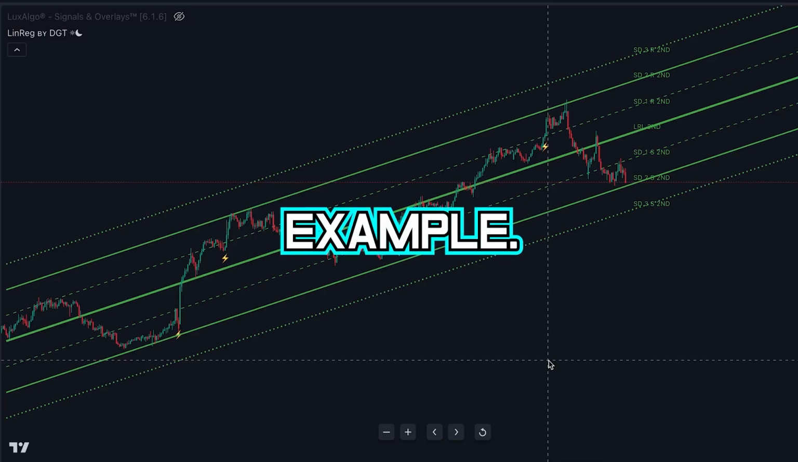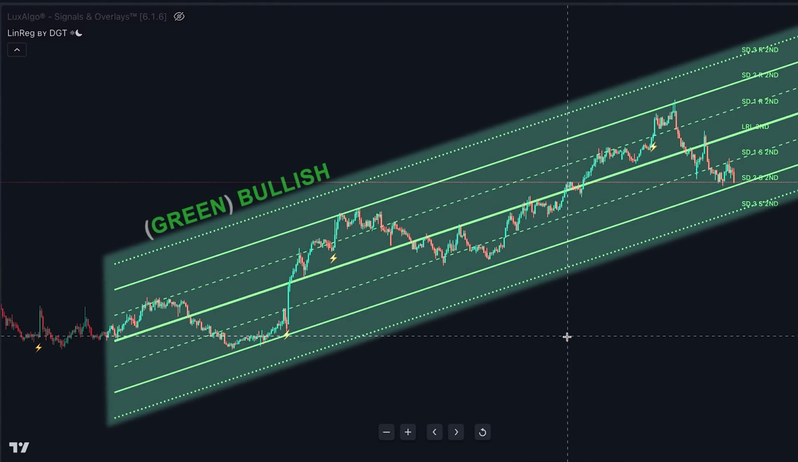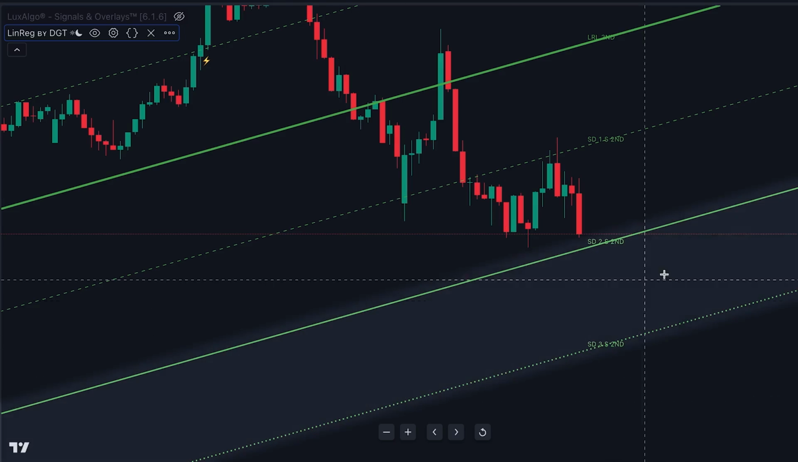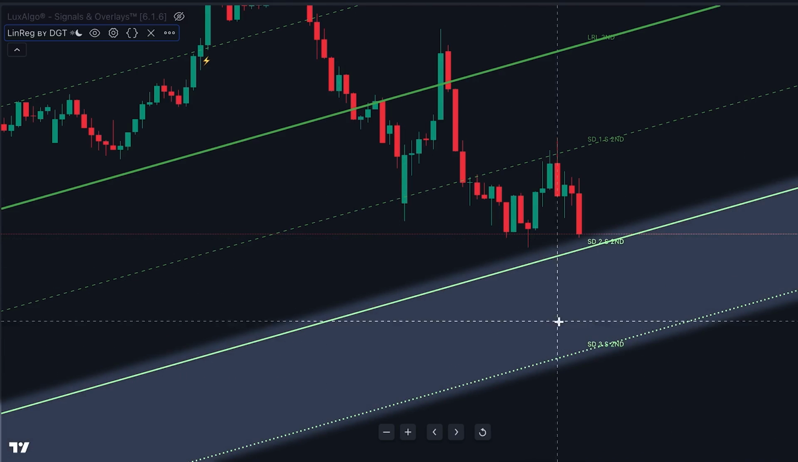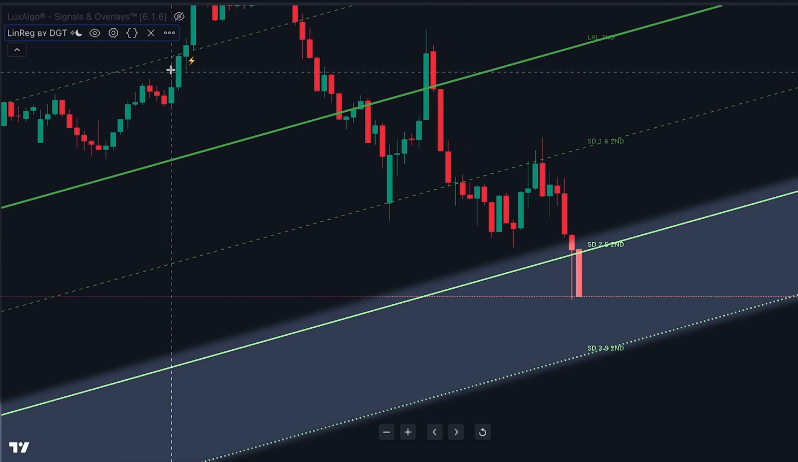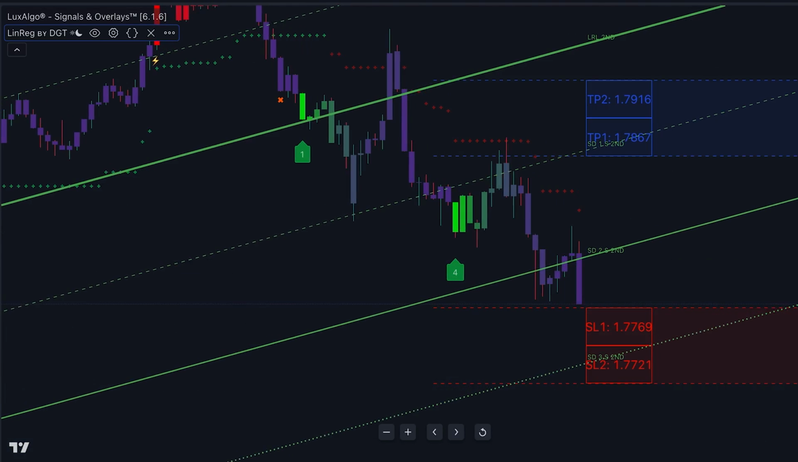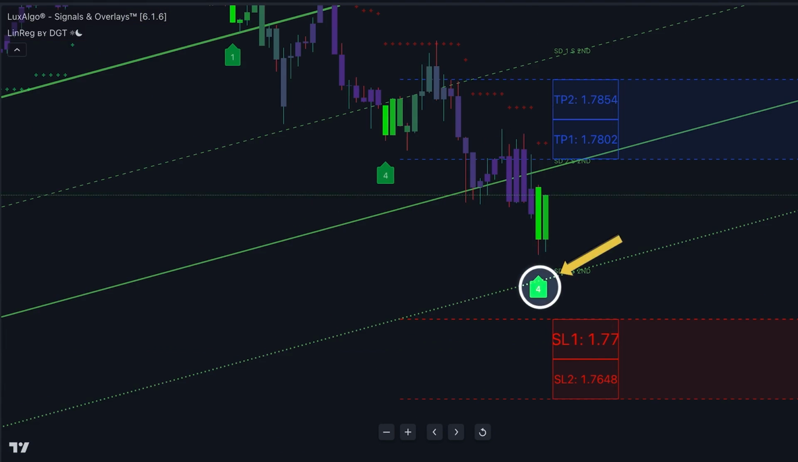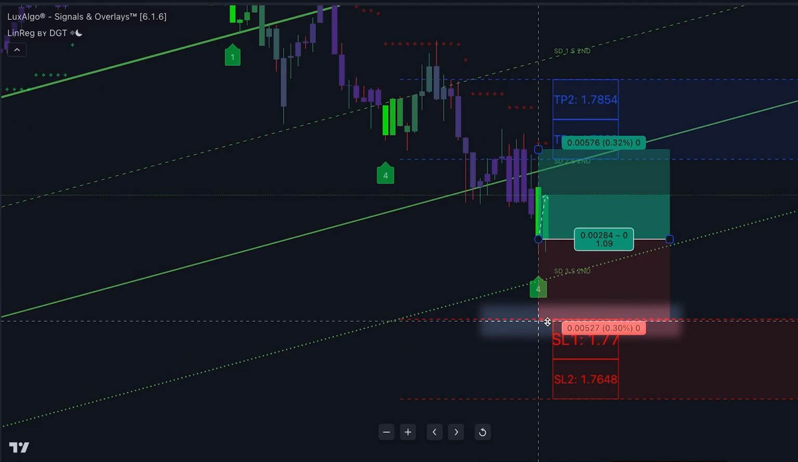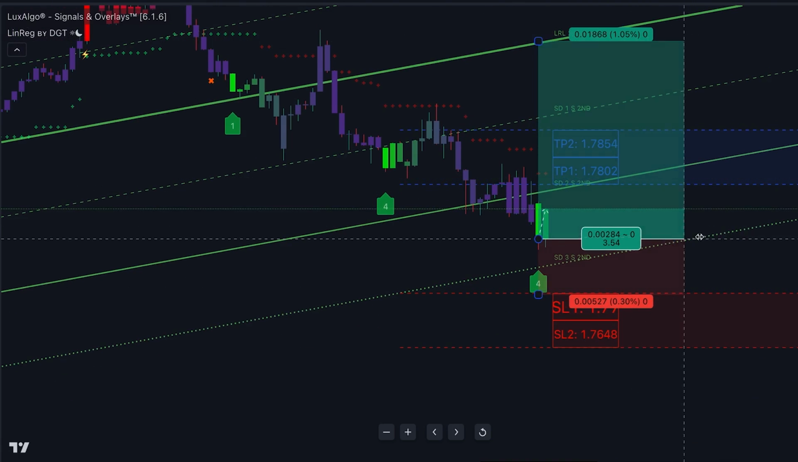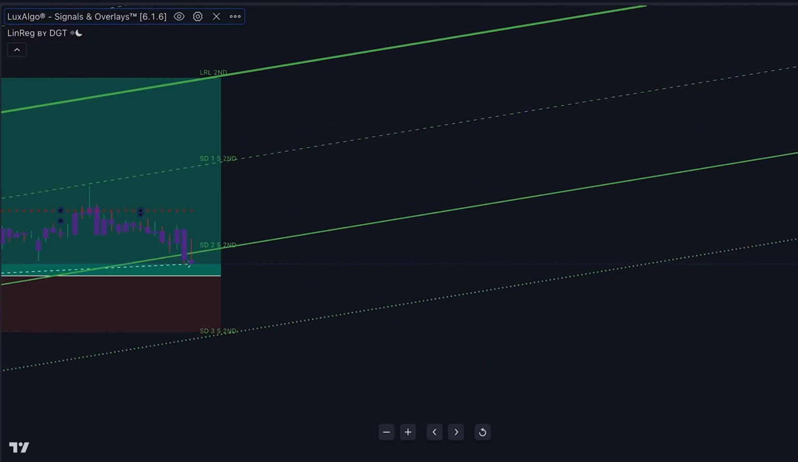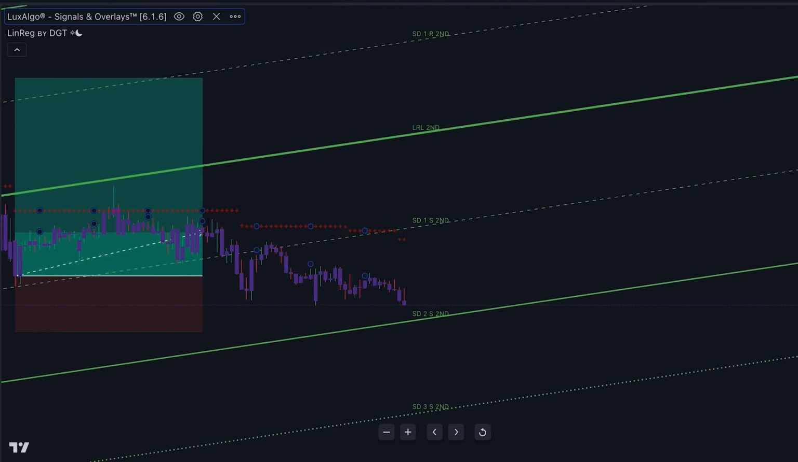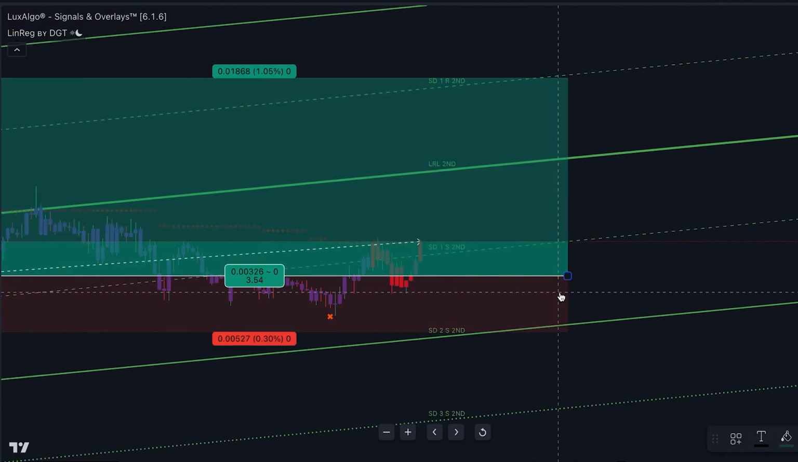Here is a buy example. First, we want to ensure that the higher timeframe channel is bullish. Once confirmed, we need to wait for price to retrace into the third deviation of the channel. Now we can wait for a signal and set stops at the closest deviation or use the stop loss feature in the signals and overlays indicator. Now we can let the trade run while using the trend tracer as a trailing stop.